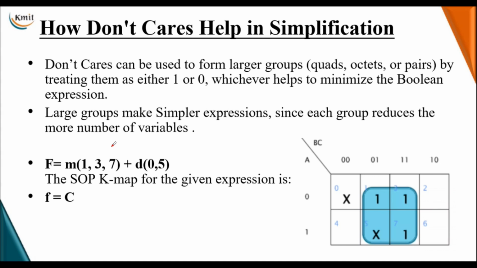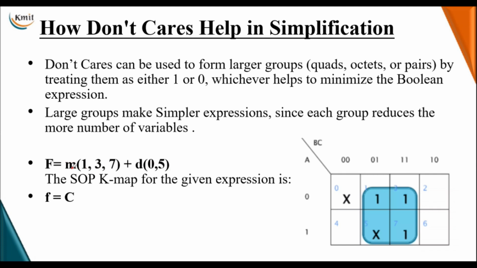Now a large group on your K-map can simplify your expressions with fewer literals, since each large group can reduce more variables. Now let me explain how to minimize a function of SSOP in 3 variables with don't cares. Now this is the way of representing your function with don't cares.